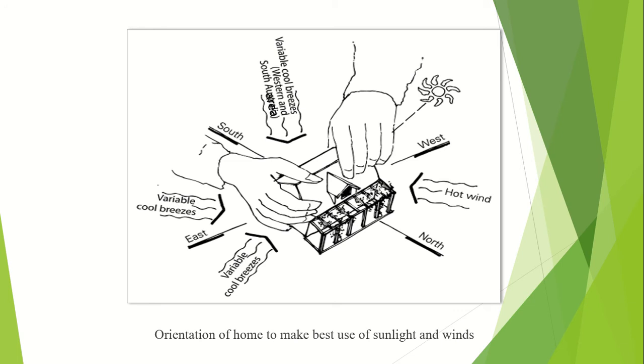In this image, it is clearly shown that if the sun is on the western side, in that case we have to provide veranda on the north side. We have to provide windows on the north side. We have to provide longer walls of a house in east-west direction and shorter walls in south and north direction. This is the orientation of a home to make the best use of sunlight and winds.